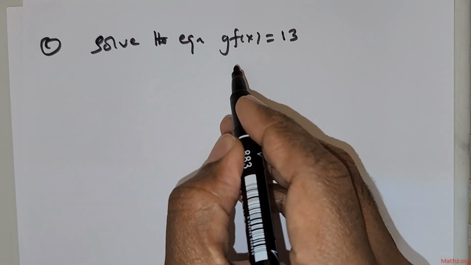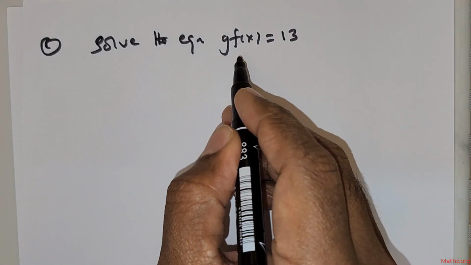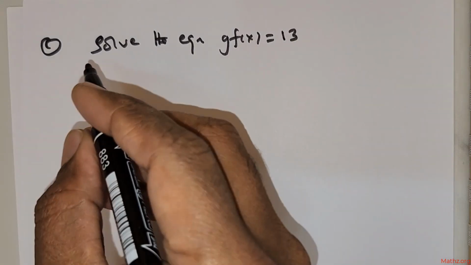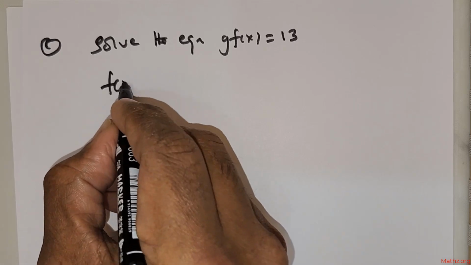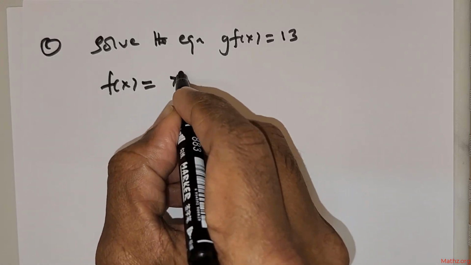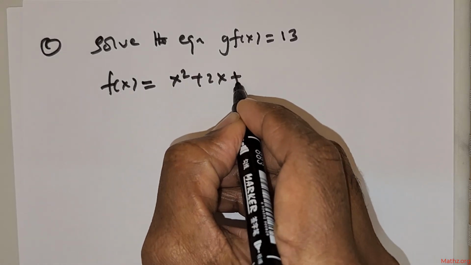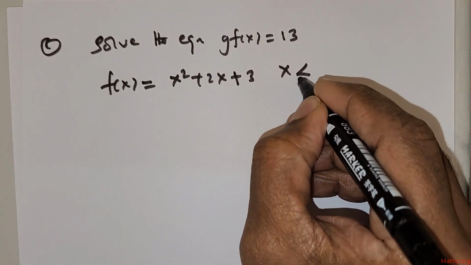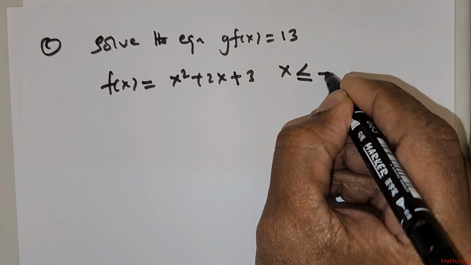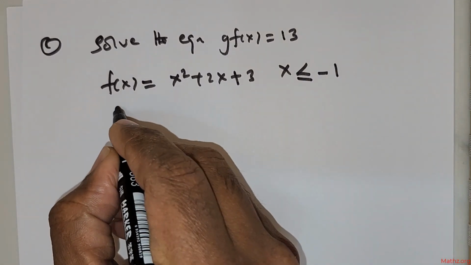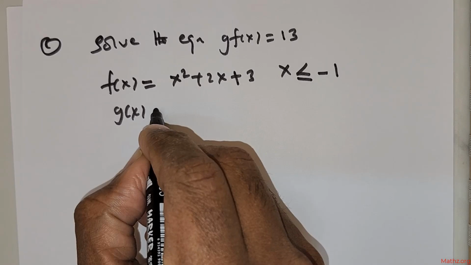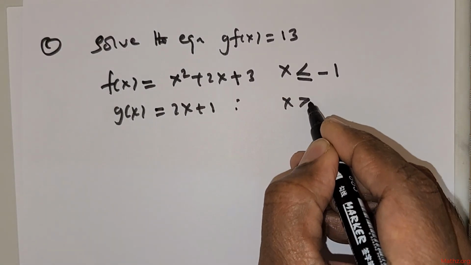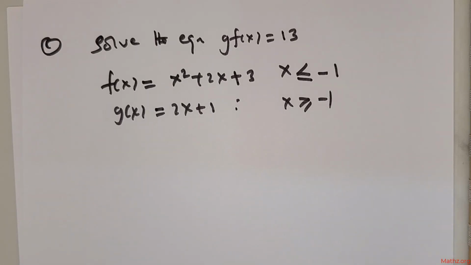Now this is part C. We are expected to solve g f x is equal to 13. Now let me write the function down first. f of x is given to be x squared + 2x + 3, and more importantly, x is less than or equal to -1, and g of x is given as 2x + 1 and x is greater than or equal to -1.